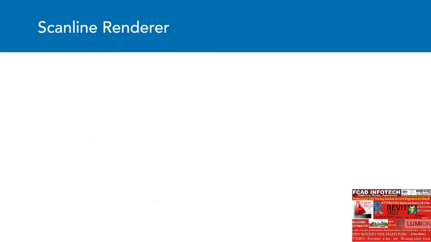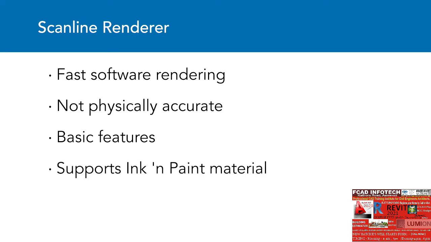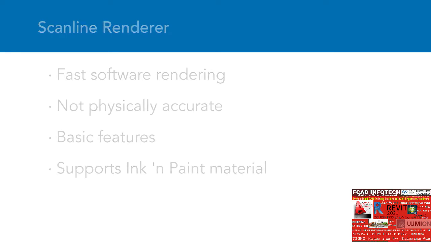The Scanline renderer, once again, is a distinct renderer. It's very fast compared to ART or Arnold, and it uses the CPU, the central processing unit of your computer, so it's known as a software renderer. It's not physically accurate, unlike ART or Arnold. It has only basic features, however it does support some things that the other renderers do not, such as the toon shader, known as the Ink 'n Paint material. If you want to do non-photorealistic rendering, then the Scanline renderer is probably your best option.